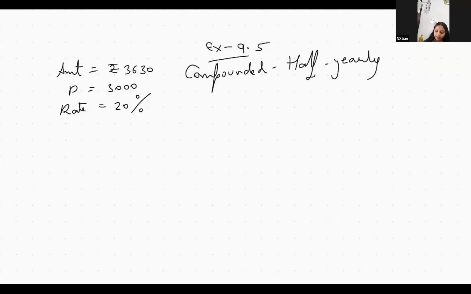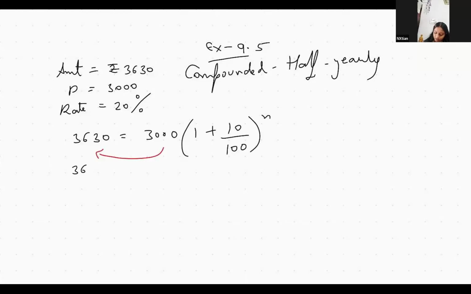All right. 3630 is my amount equals principal 3000 times 1 plus rate, which is 20 by 2. It will become 10 by 100 raised to the power n. Now this 3000 we take on this side. So 3630 divided by 3000 equals 1 plus 10 by 100 raised to the power n.